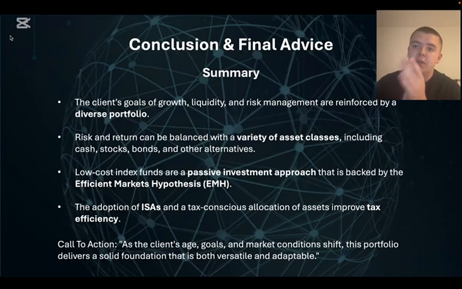Now, in conclusion, I've written a little summary here in bullet points. So basically, the client's goals of growth, liquidity and risk management are reinforced overall by a diverse portfolio. Secondly, risk and return can be balanced with a variety of asset classes, including cash, stocks, bonds, and several other alternatives. And thirdly, low-cost index funds are a passive investment approach that is backed by EMH. And lastly, the adoption of ISAs and tax-conscious allocations of assets improve tax efficiency.